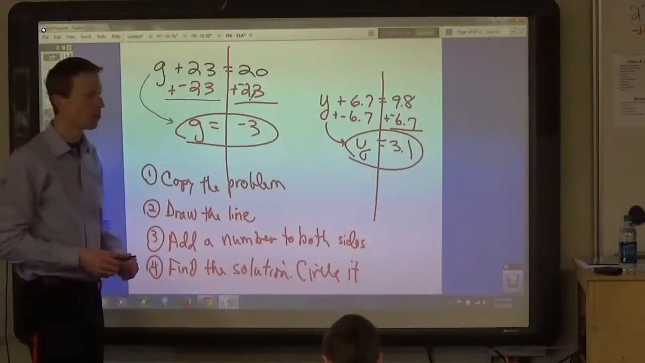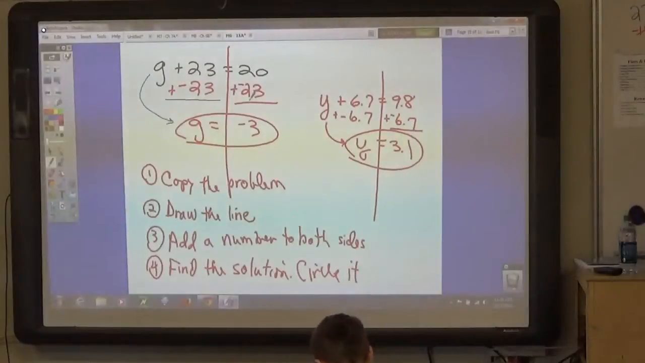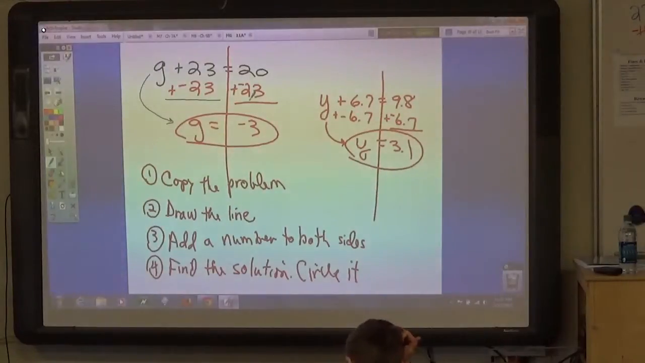Any questions on this process? Always start on the side with the variable. Yep, and get the variable by itself. Okay?